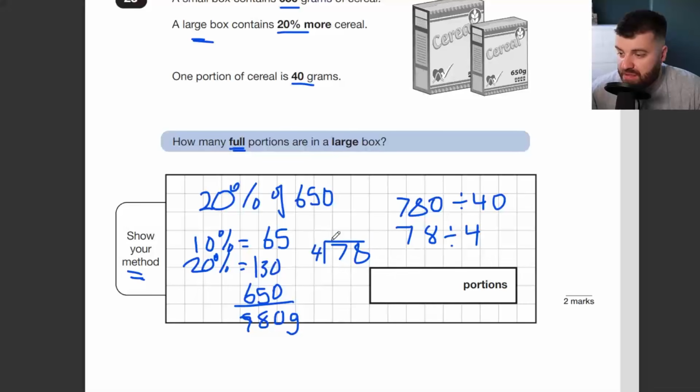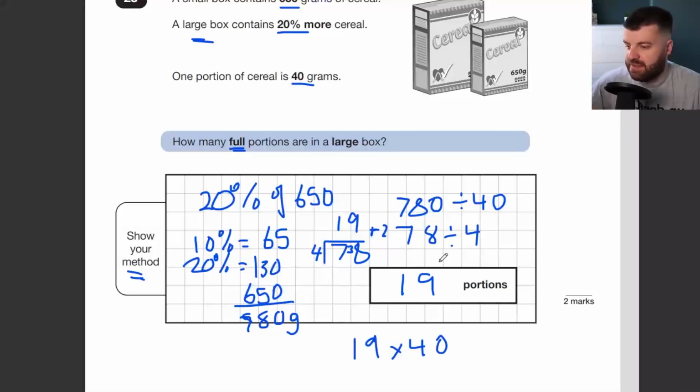And we can divide by 4, 1, 4 and 7 with 3 left over. And we get 9 4s are 36. So there's a bit left over, remainder of 2. So here is 19 full portions. If you wanted to check that and make sure I was correct, you can do 19 multiplied by 40. See what you get. You're going to be really close to 780.